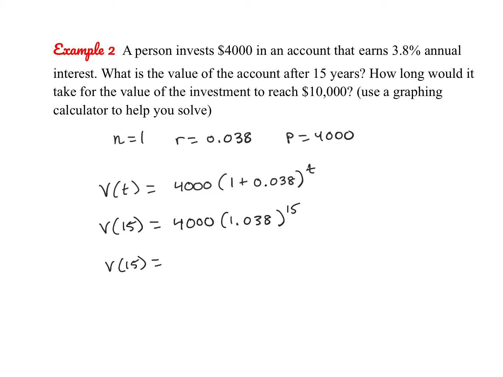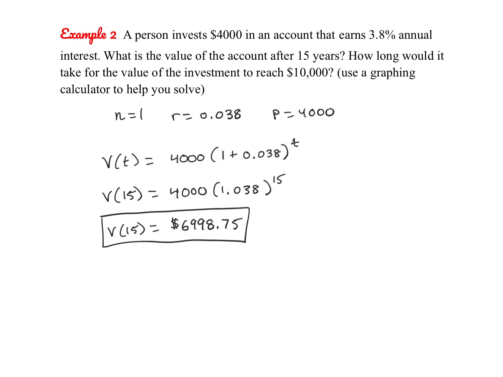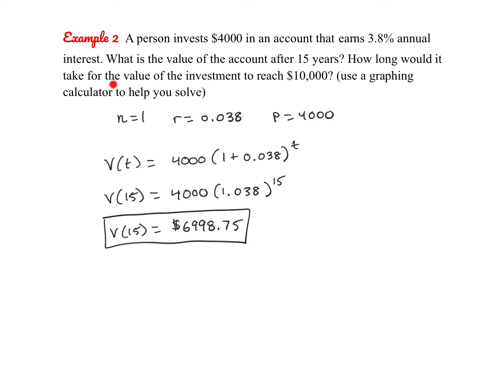We get approximately, if you round for money, $6,998.75. So that's the value of your account after 15 years. And then they ask us, how long would it take for the value of the investment to reach $10,000? So we're wondering when this is equal to 10,000.